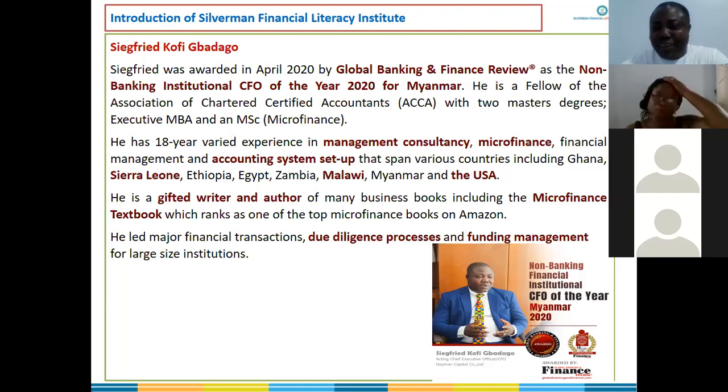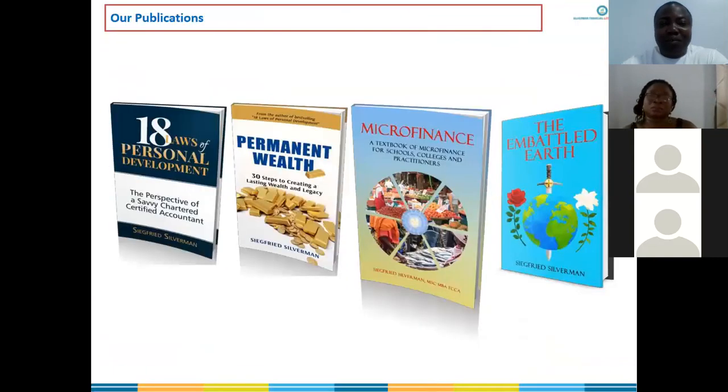And I believe some of you have met me. I know Mr. Min, we have met several times. Okay, and you can also see some of our publications. If you visit any of the bookshops in Myanmar, like Inwa Bookshops, Apolika, and the rest, you are likely to see any of these books: 18 Laws of Personal Development, Permanent Wealth. This we have not yet supplied to the bookshops, but the Microfinance textbook is doing very well in Myanmar, and then the Embattled Earth. So these are our publications.